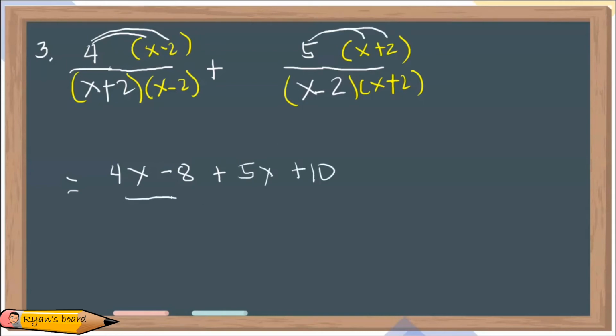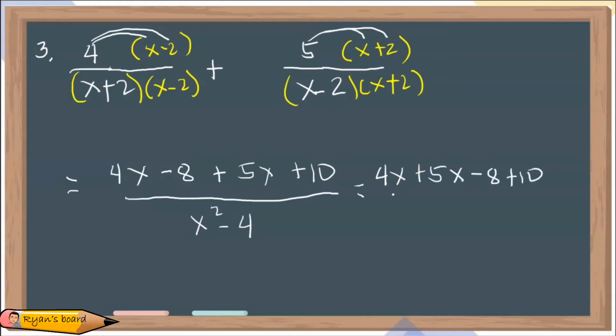Okay. Now remember that x plus 2 times x minus 2, or x minus 2 times x plus 2, is x squared minus 4. Diba? Equal lang yan sila. Okay, now, combine like terms. Pagsamahin natin yung may x. Then, pagsamahin naman natin yung walang x, yung walang variables. Okay, so we have x squared minus 4.